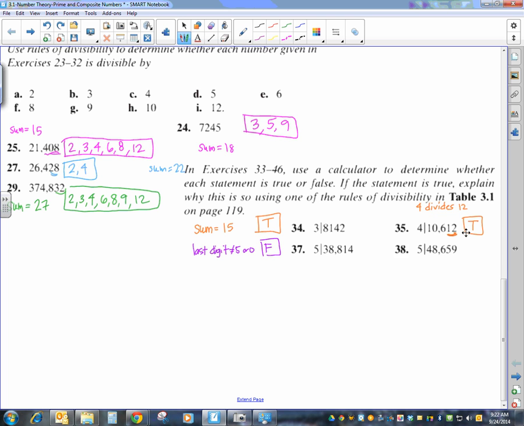And again, does 5 go into that one? Again, false. Same reason that we just gave. Okay? All right, one more thing we got to talk about, or a couple of things.